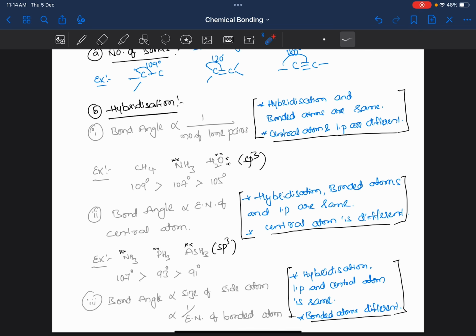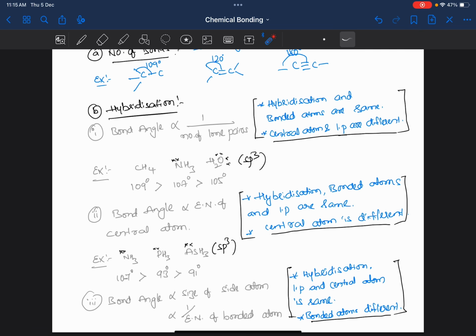Now I will explain with an example. Here I took three types of molecules: methane, ammonia, and water. In all these molecules, sp3 hybridization takes place. Therefore, the bond angle in methane is 109 degrees, ammonia is 107 degrees, and water is 105 degrees. So here, what you observe is that the central atom is different. With different central atoms and different lone pairs, the bond angle is affected.